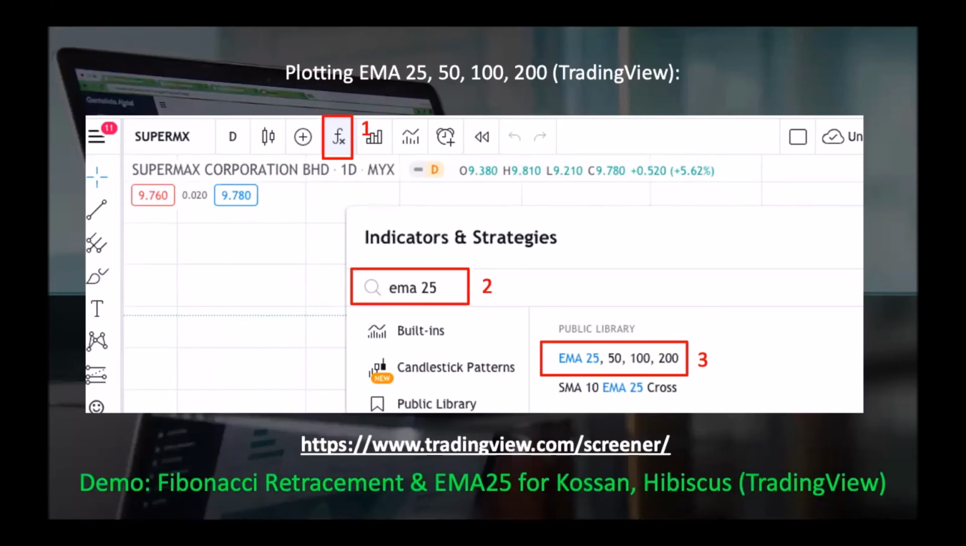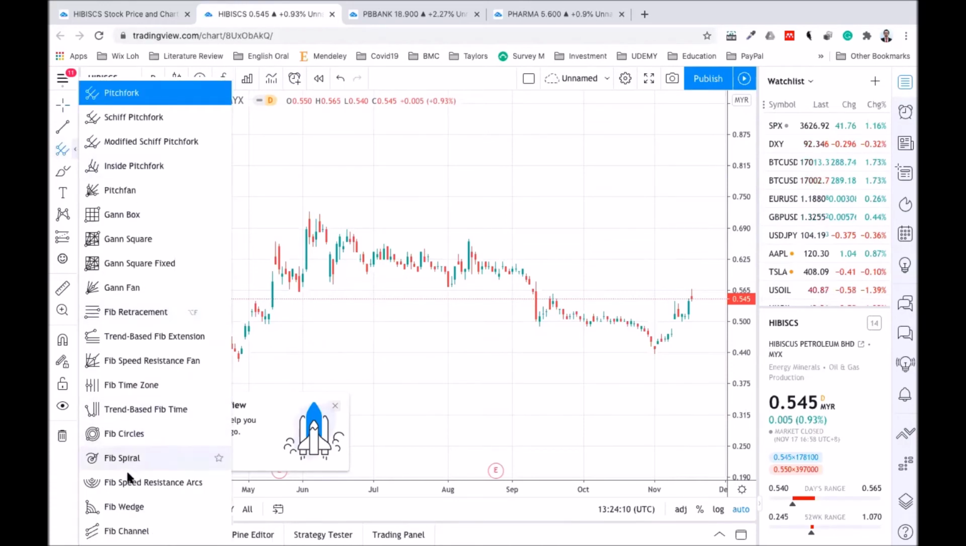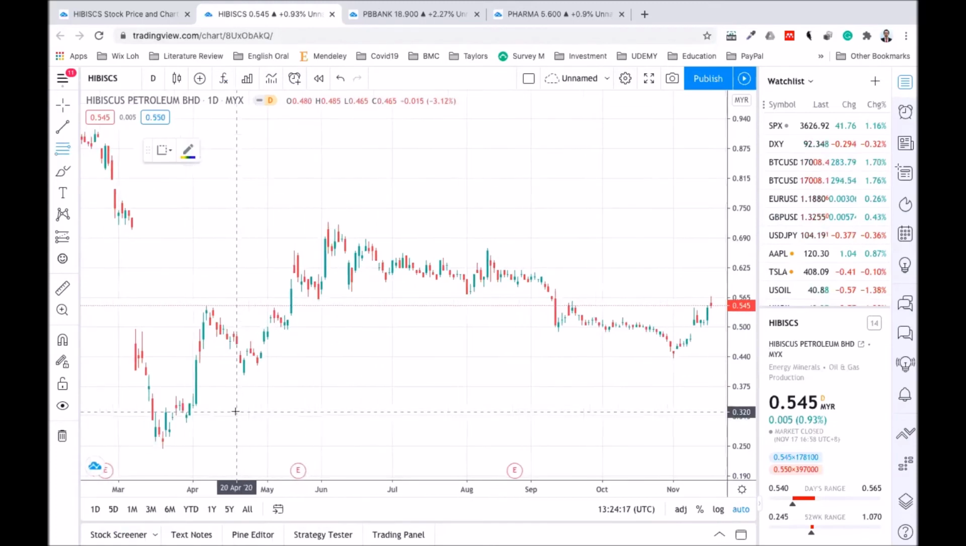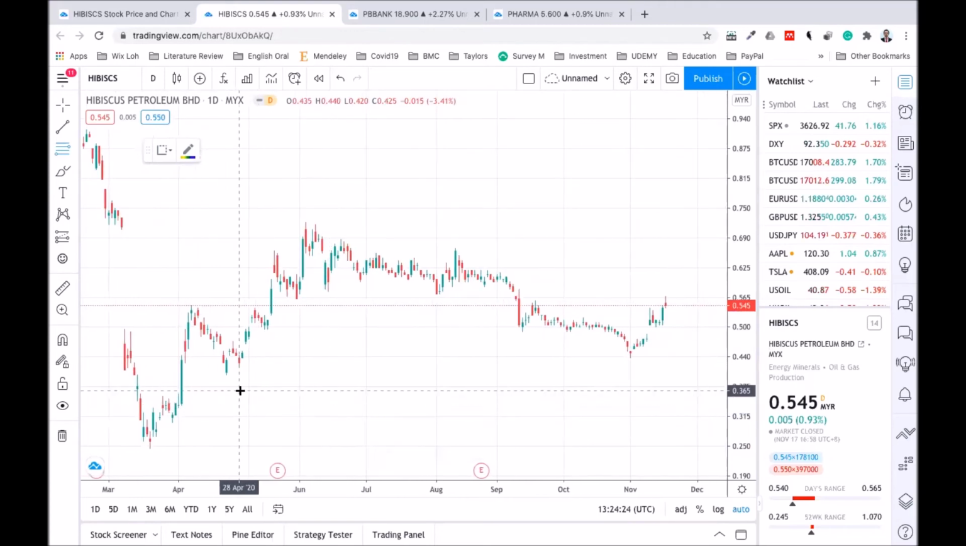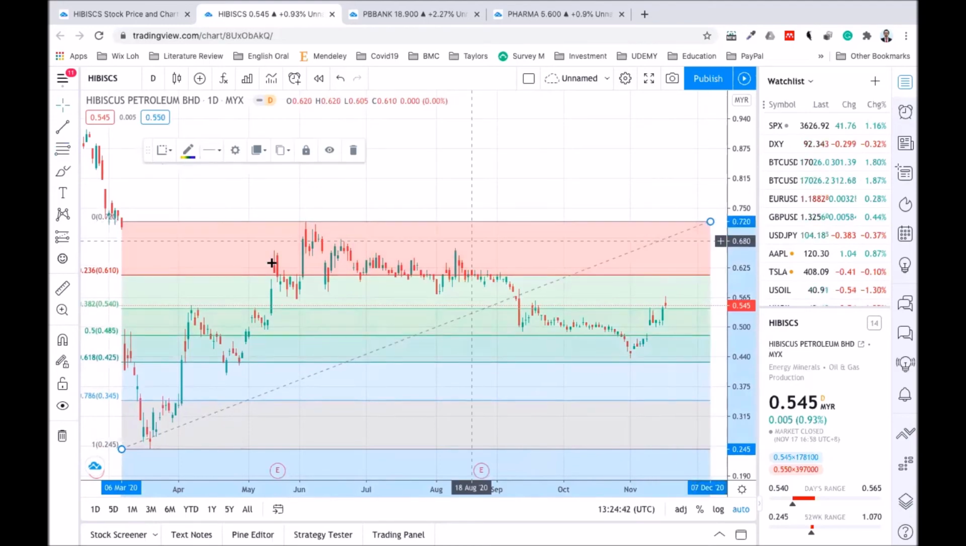Okay, we can do the demonstration now on this Fibonacci retracement and EMA 25 for Hibiscus. This is Hibiscus. So this symbol, Fibonacci retracement here. Then you see your cursor changed to a cross. Look for an era. I will put here, you don't go for here. Put here, this is the lowest point. I put the lower point instead of the higher point because here is higher. We put higher and lower. This is the highest here. You can put it here, it doesn't matter as long as the line is here. Okay, click.